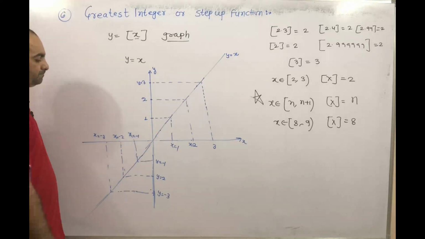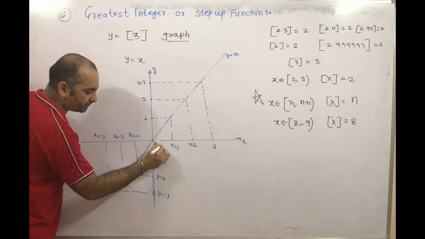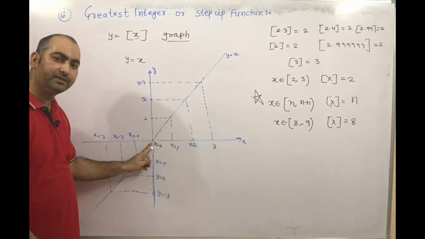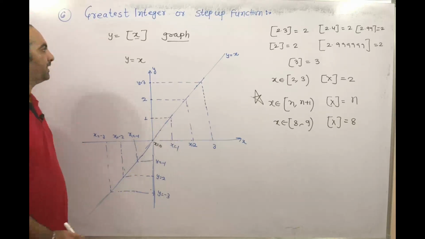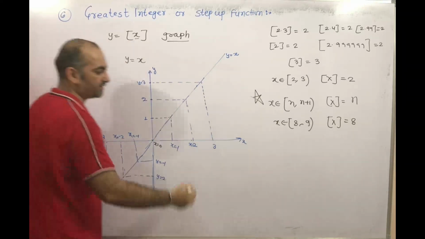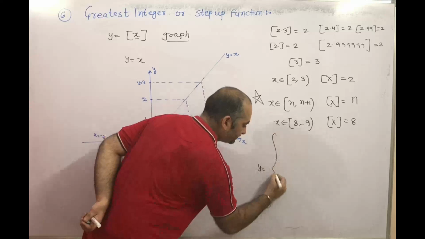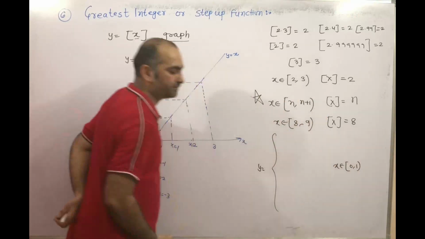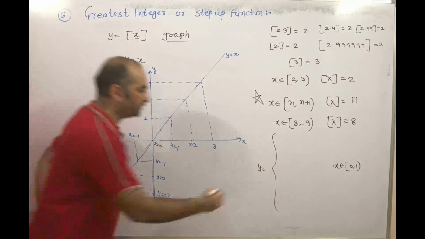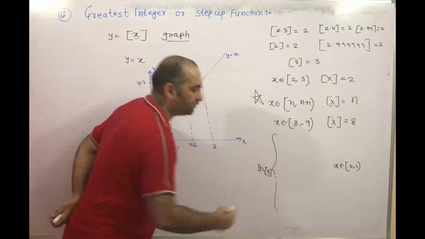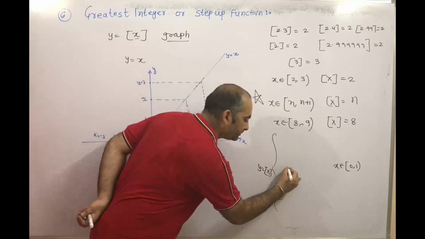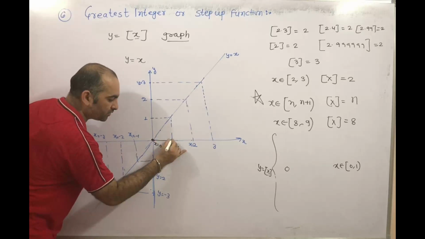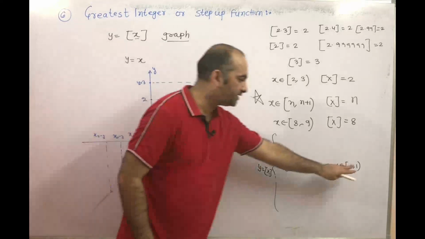So you can see, x equal to 0 to 1. 0 is included. So if x is 0 to 1, we can say x belongs to the closed interval 0 to 1, with 1 open. Then y equal to greatest integer of x, what will come? 0. So including this point, we'll get 0. 1 is not included, because here also 1 is not included.